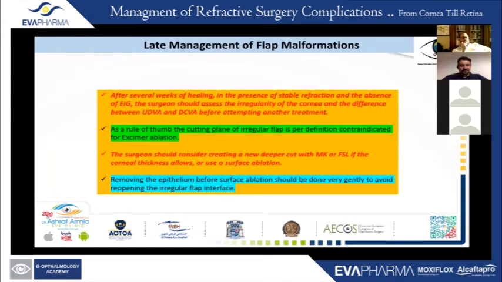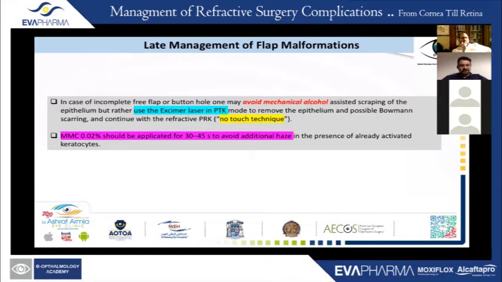Some rules I'm going to say. Rule of thumb, the cutting plane of a regular flap is per definition contraindicated for an excimer ablation. Also, removing the epithelium before surface ablation should be done very gently to avoid reopening of the irregular flap interface in cases where a complication happened before in the previous procedure.